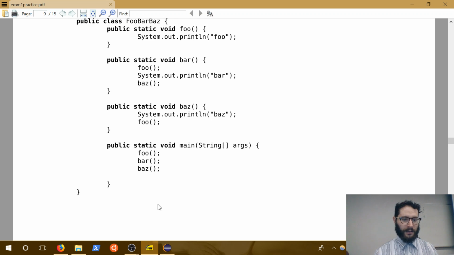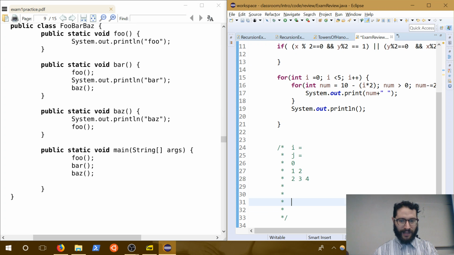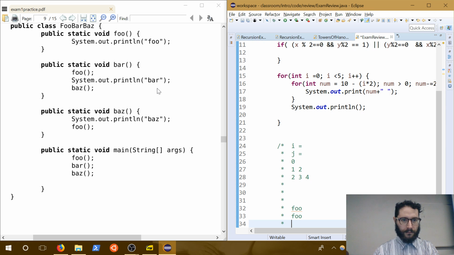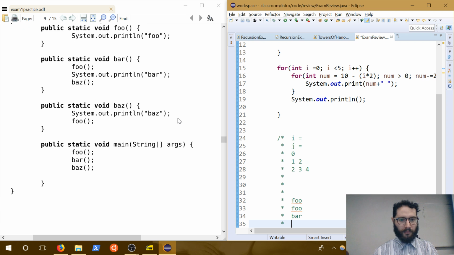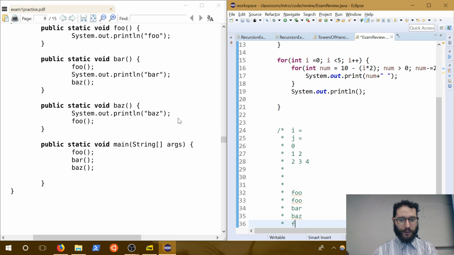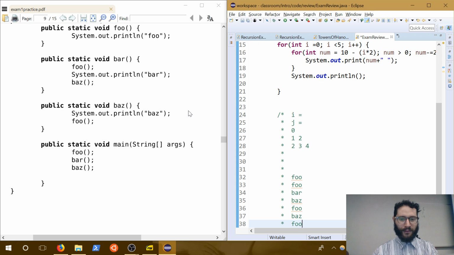So the answer here should be: the first call is to foo. Foo just prints out foo, so that's our first line. Next is a call to bar, which calls foo, which prints out foo, then bar, and then bar calls baz, which prints out baz, and calls foo, which prints out foo. Then we call baz again in main, which calls baz and prints out foo.